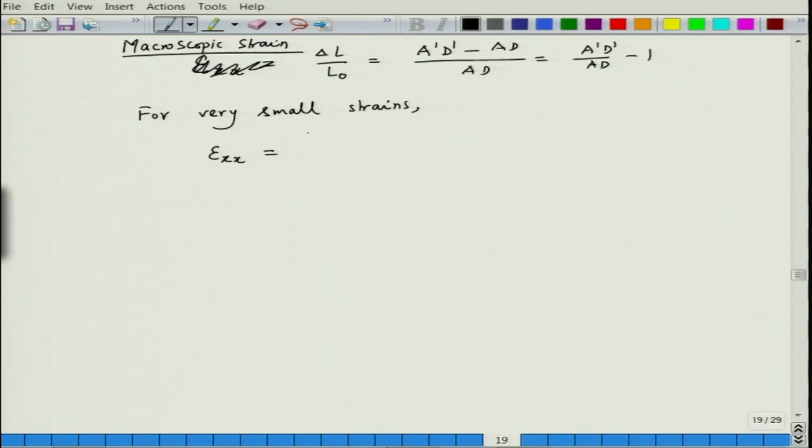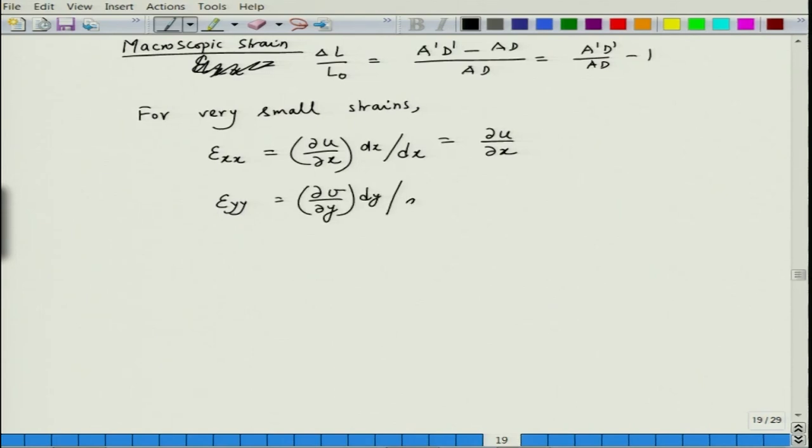So epsilon xx for very small strain will be equal to del u by del x into dx divided by dx. So essentially it is del u by del x. Epsilon yy will be equal to del v by del y into dy divided by dy. This will be equal to del v by del y. Okay. Now let us see what the shear strains are.